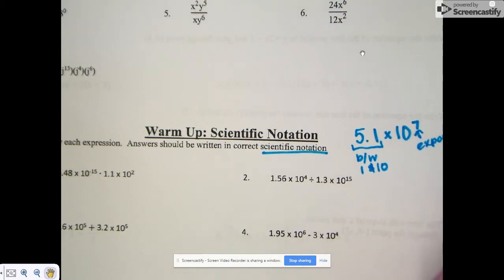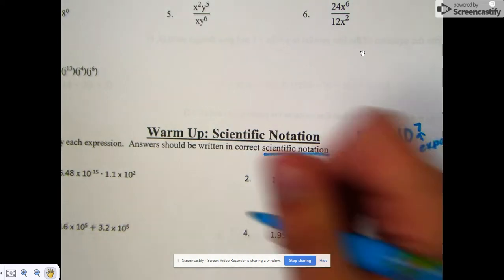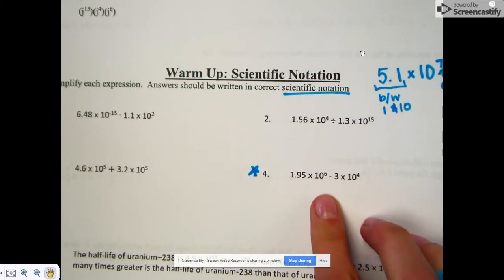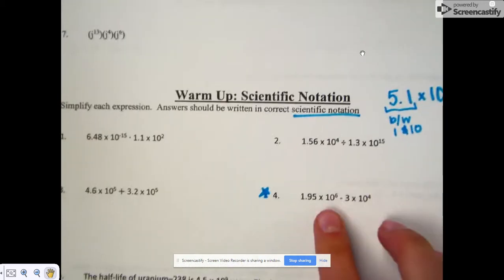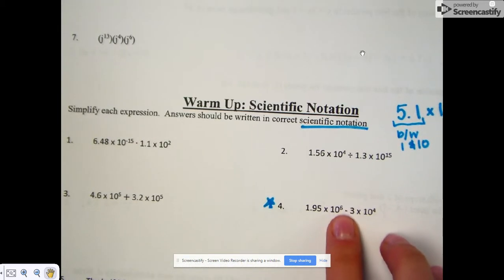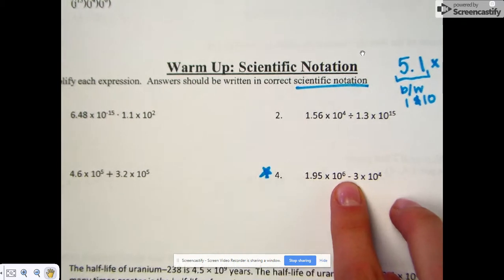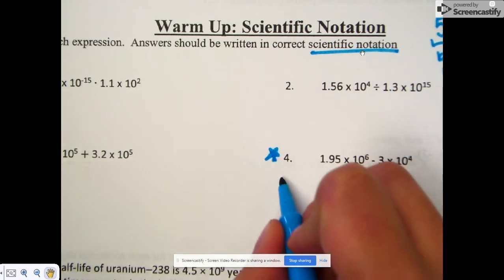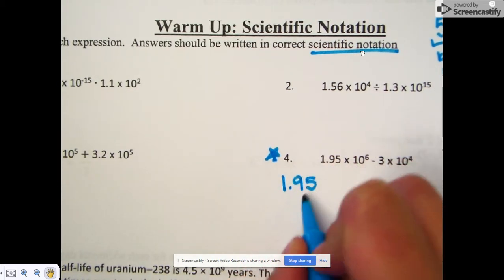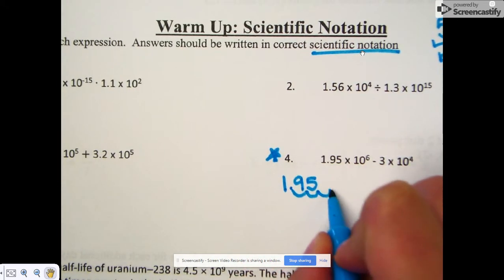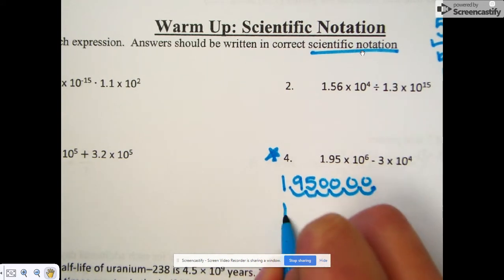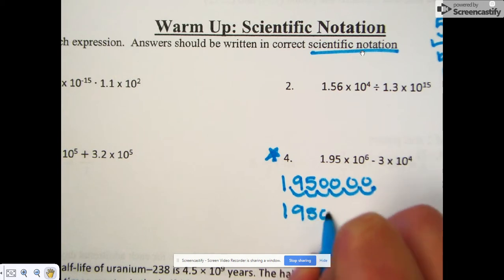So for example, let's look at number 4. If you want to make these into regular numbers, all you have to do is move the decimal. So this tells me to move the decimal 6 times to the right because I'm making the number bigger. If I multiply something by 10 6 times, I'm going to make it really big. So I have 1.95, and I'm going to move the decimal 6 times. 1, 2, 3, 4, 5, 6. So when I do that, I get 195 and 4 zeros.